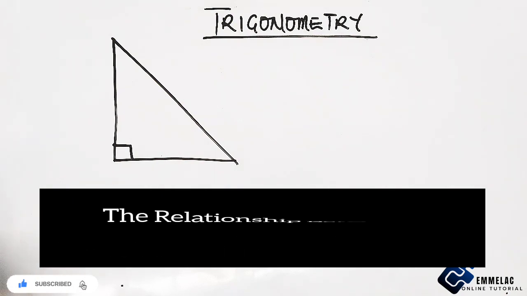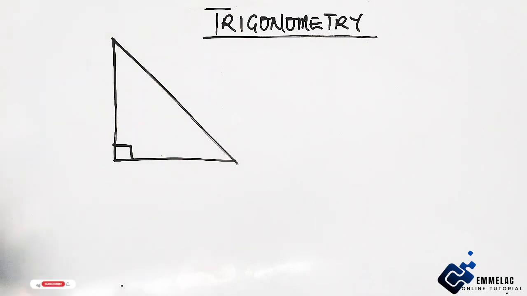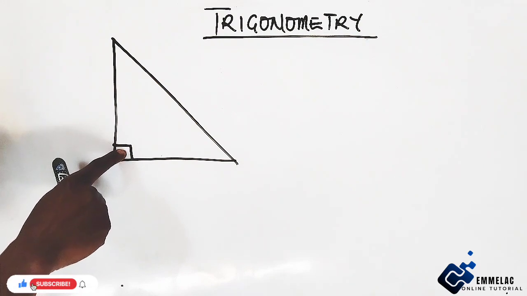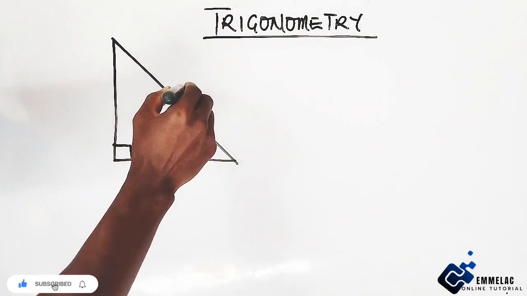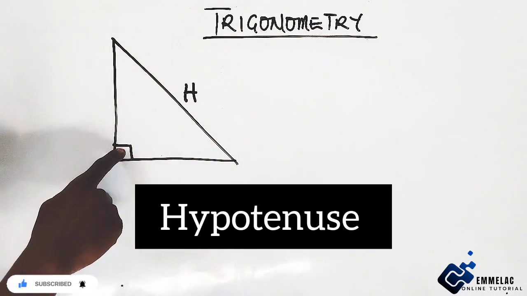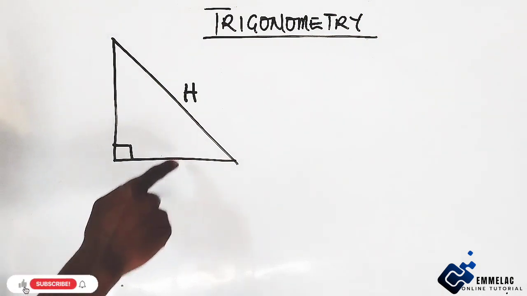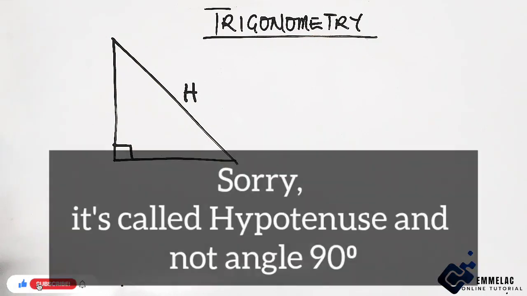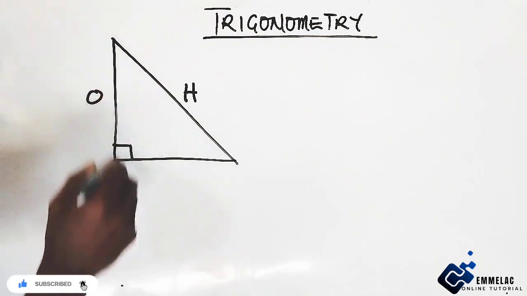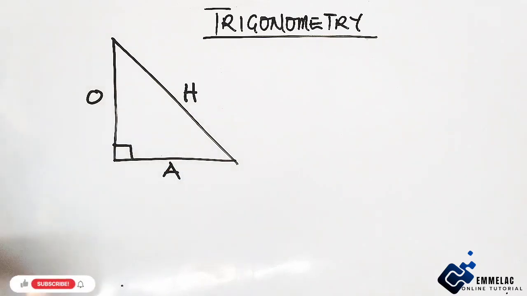Now let us also take notice that the side of a triangle facing the angle 90 is called the hypotenuse. The side facing the right angle in a right angle triangle is called the hypotenuse, and the vertical side is called the opposite, and the horizontal side is called the adjacent.